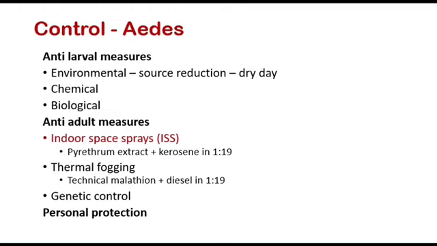Then under the anti-adult measure comes the indoor space sprays or ISS. It is done with pyrethrum extract and kerosene in 1 is to 19 ratio using a fogging machine. Then there is thermal fogging, which is done with technical malathion and diesel in 1 is to 19 ratio with a fogging machine. Then there is genetic control, and personal protection measures can also be done.